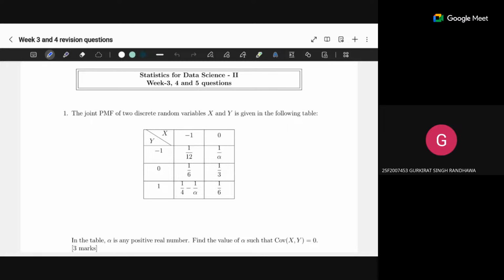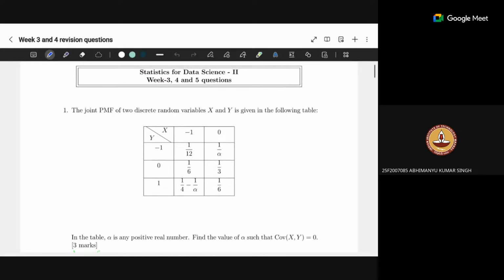Done, ma'am. Ma'am, the screen is not visible. Huh? The screen is not visible to anyone? Ma'am, give us 2 minutes. Yeah, yeah, sure.